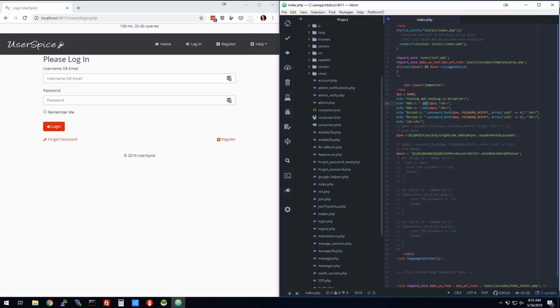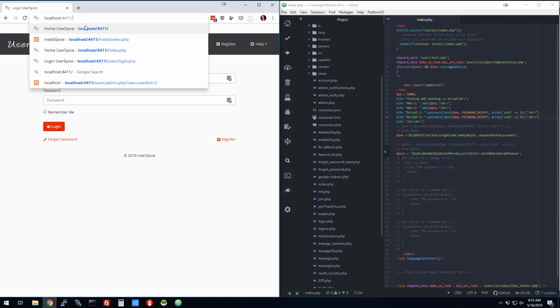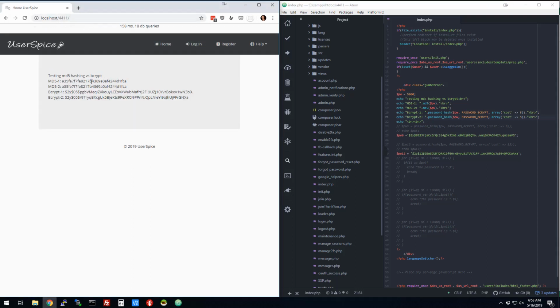But what I'm going to do is, and I'm going to change this to 5, and there's a reason for this. What I'm going to do is I'm going to take this password of 5,000 and I'm going to test it, and I'm going to encrypt it, quote unquote, encrypt it twice with MD5 and encrypt it twice with bcrypt, which is the built-in password storage hashing thing that PHP has, and we're going to just echo out the results. So I'm going to save that, and I'm going to go to my index. I'm using UserSpice, but you can do this in vanilla PHP.